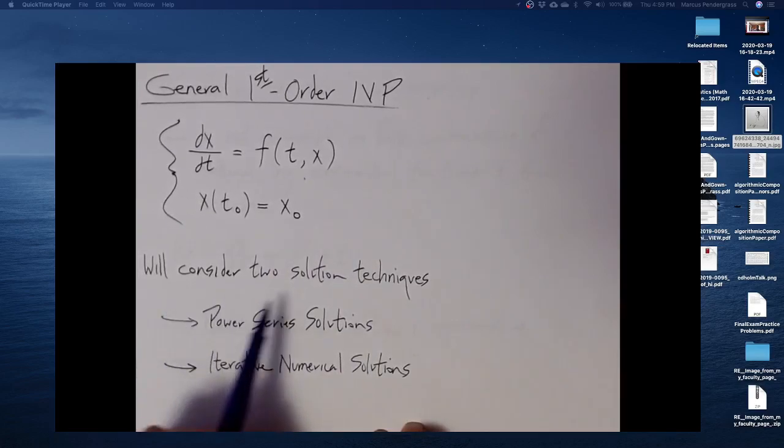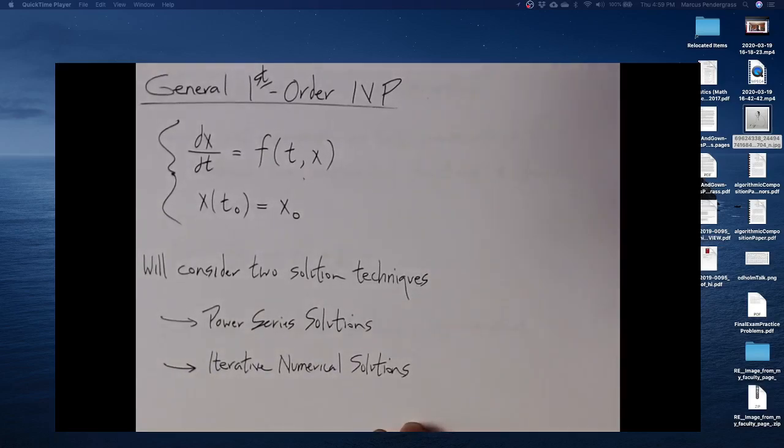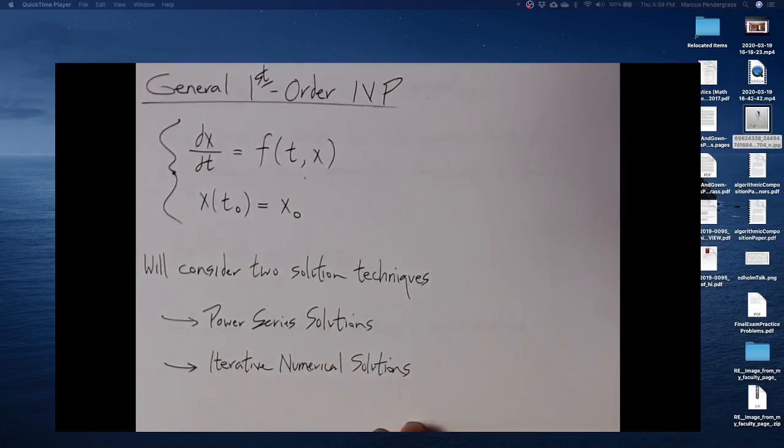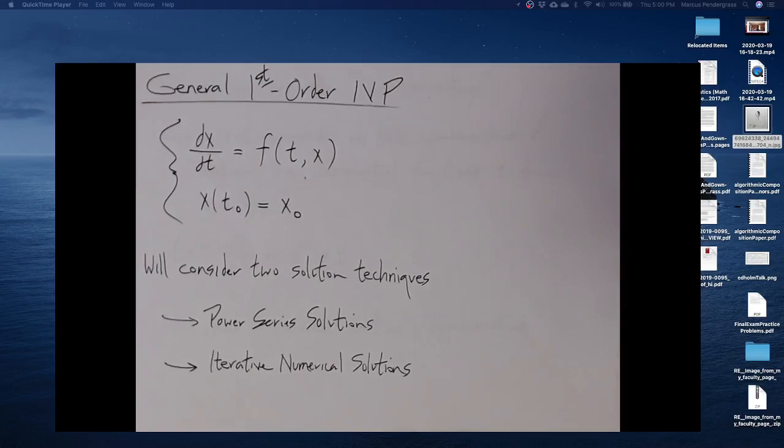We're going to consider two basic solution techniques. The first is solution by power series. And this will bring into play some ideas we've already been using heavily in the course, in particular Taylor's theorem. And then we'll also look at an idea of iterative solutions of initial value problems using numerical techniques.